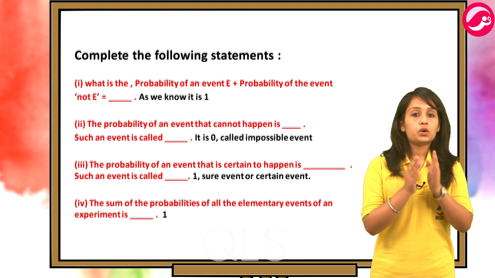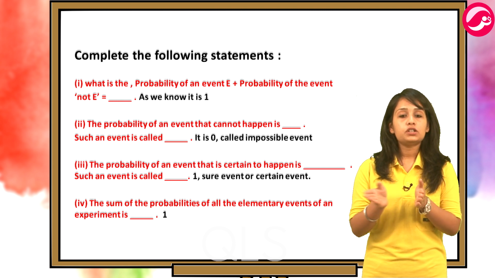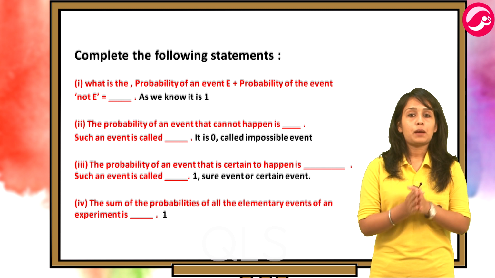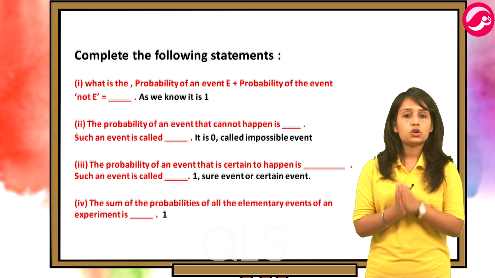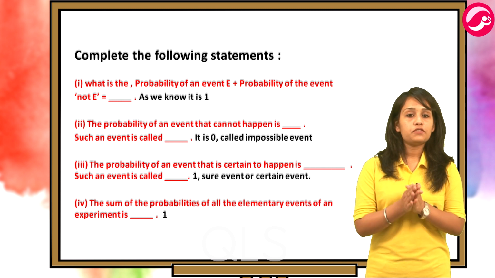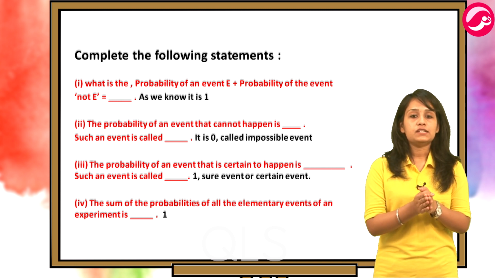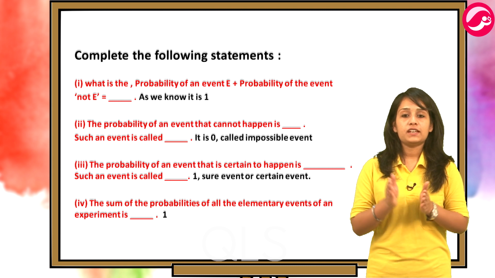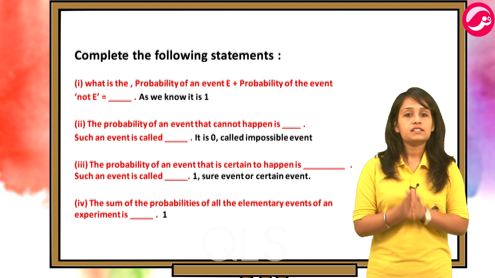Number 3. What is the probability of an event that is certain to happen? So, the probability is 1. What is such an event called? It is called a sure event or a certain event. Number 4. The sum of the probabilities of all the elementary events of an experiment is what? So the answer is 1.